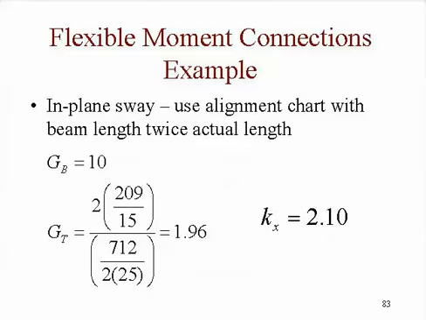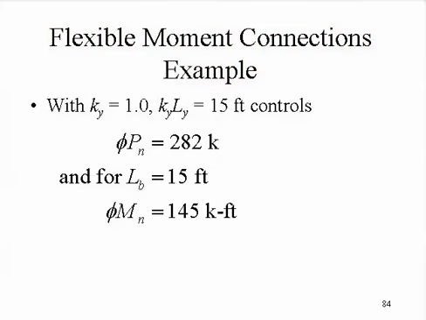And if you look at the in-plane sway and the alignment chart, with the beam twice as long as it really is, we determined the K factor in the plane of the frame is 2.12, and we compared that KL for the x-axis versus KL for the y-axis, and the y-axis controlled at 15 feet. And so we determined the axial strength based on 15 feet, the bending strength based on an unbraced length of 15 feet.